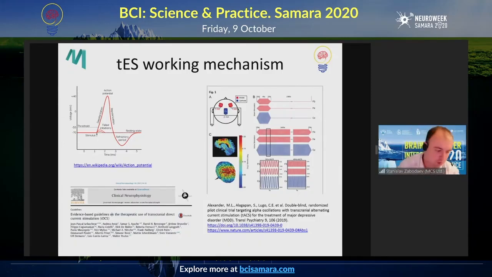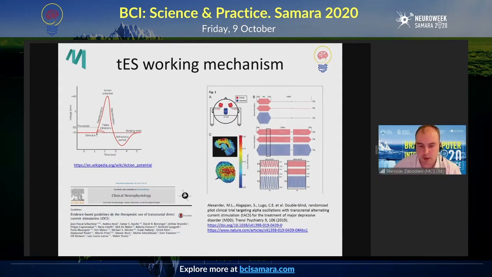In most cases, they put it over other areas, on your neck or even on your shoulder or even over your mastoid process. And this is how we get the effect after the stimulation with direct current.